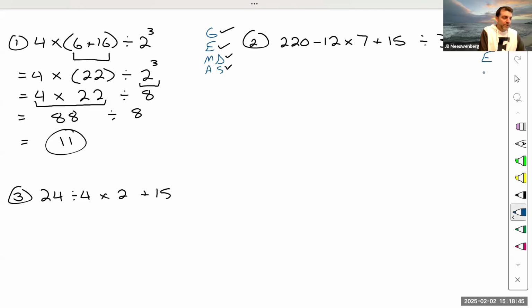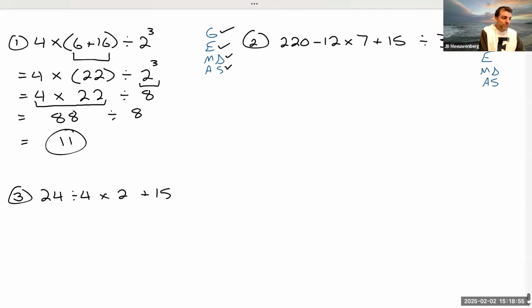G, E, M, D, A, S. So I scan my entire problem. 1, 2, 3. There are 4 different operations here. There are no grouping symbols. There are no exponents, but there is multiplication and division.